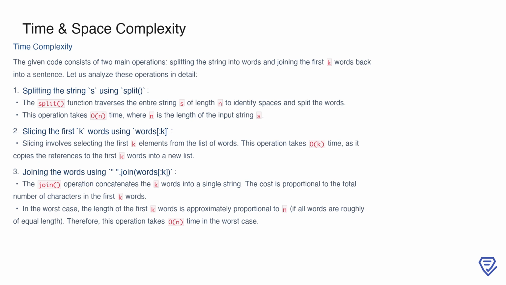Finally, the join operation concatenates the selected words into a new string. The time required for this depends on the total number of characters in the first k words. In the worst case, if all words are of similar length, this operation will also scale linearly with the length of the input string, resulting in an O(n) complexity. Together, these operations give us a detailed view of how the time cost is distributed.